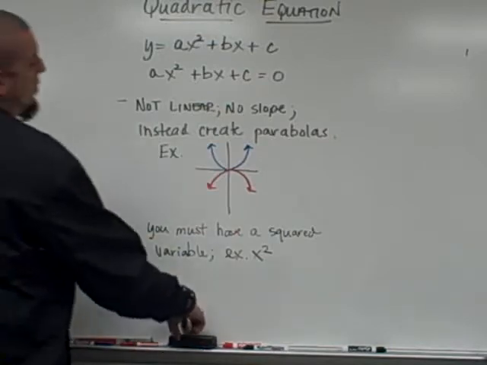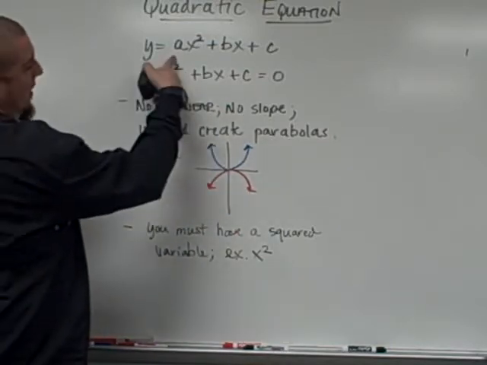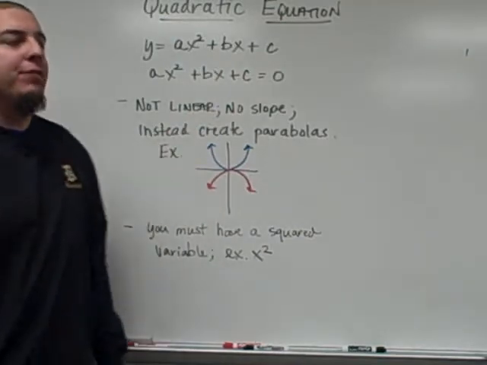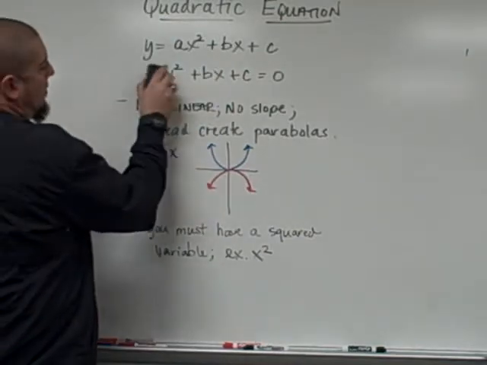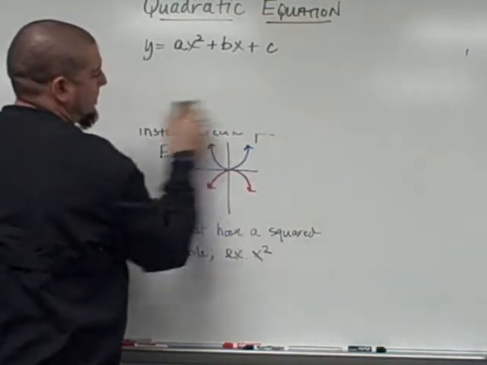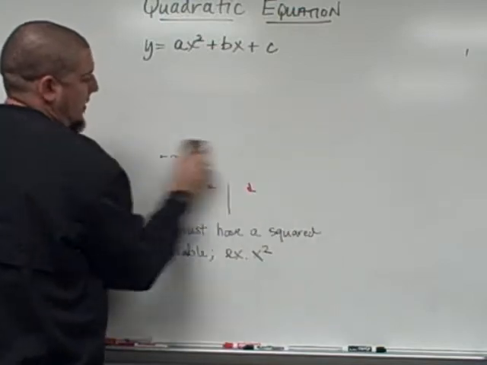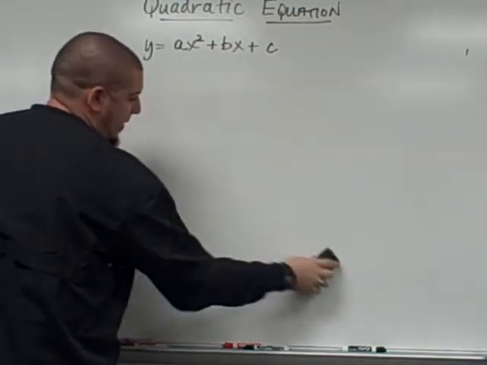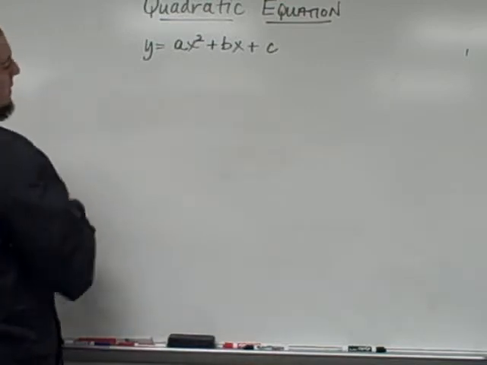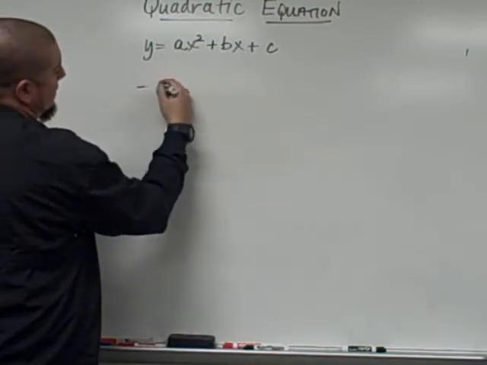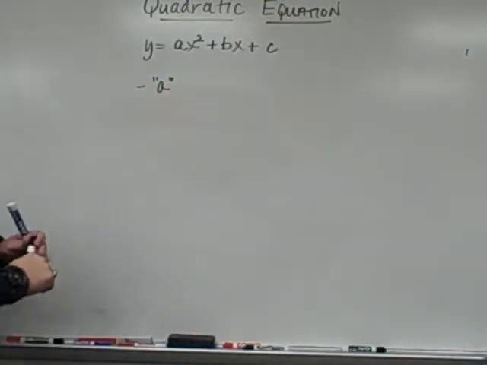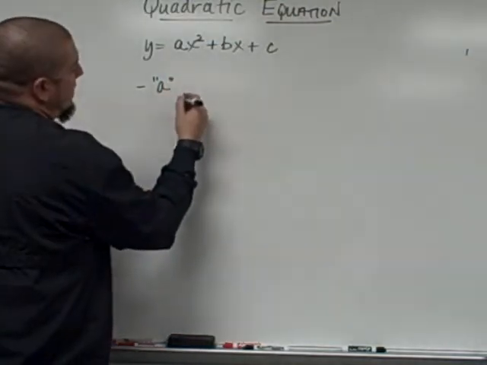So let's talk about each one of these particular terms, because each one of these, the a, b, and c, they all have their own function. They all do something differently for your parabola. So let's talk about that. So the a term. What does this do?